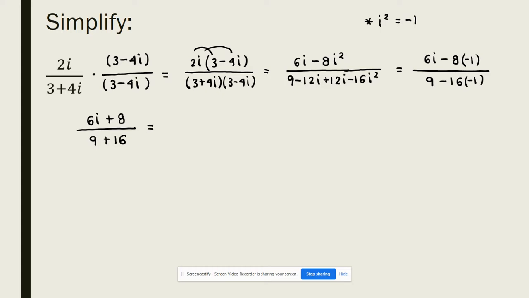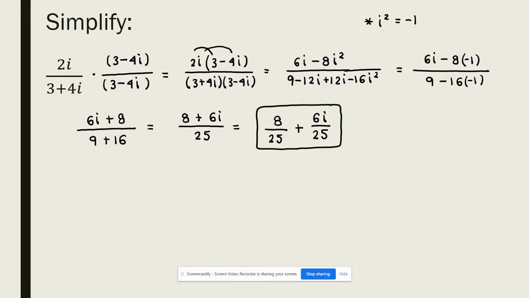I want my final answer to be written in standard form, which means I want the real number first and the imaginary number second. So I'm just going to flip-flop the numerator around to be 8 plus 6i. Notice that my denominator now, 9 plus 16, is going to give us 25. And then once again, to be in standard form, I'm going to separate those to look like this, where I've got my real number first, my imaginary number second. I am not going to be able to reduce down those fractions any further. So this would be my final answer.